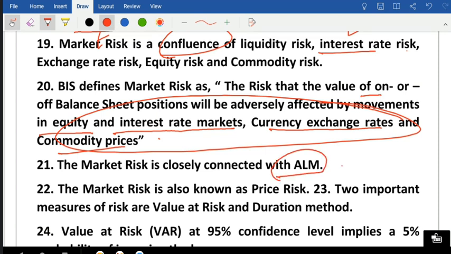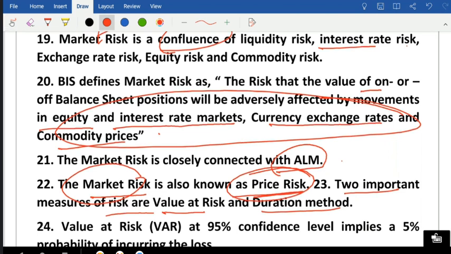Market risk is also known as price risk. Keep in mind. Okay. Market risk is also known as price risk. And two important measures of risk are value at risk and duration method. VAR and duration method. Okay. So you can measure the risk by these two methods.